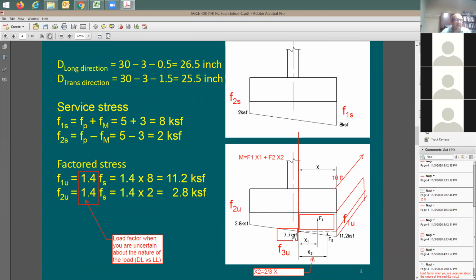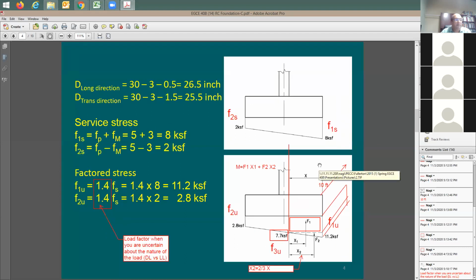So now we know where the 7.7 is coming from. Now the moment at this face is going to be equal to F1 times X1. So what you do here, you cut the section right at the face of the column, and then you start to take the moment. You say F1 times X1 plus F2 times X2. With that, you have the total moment at the face of the column.